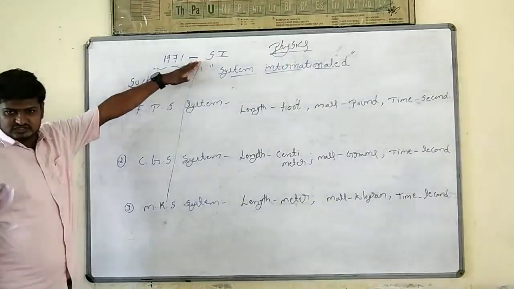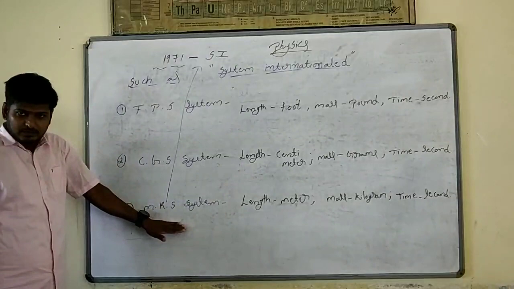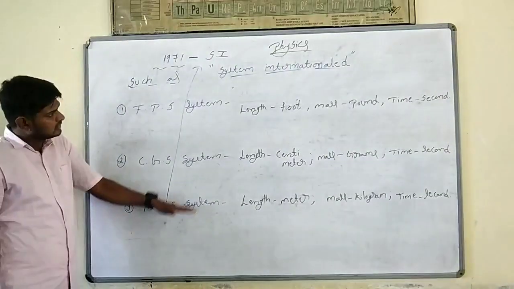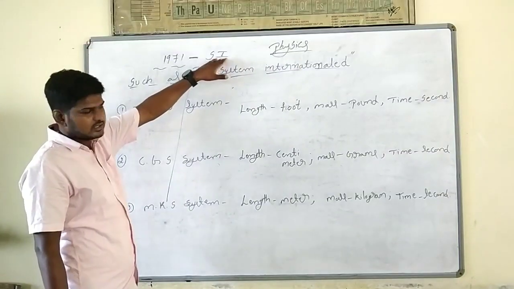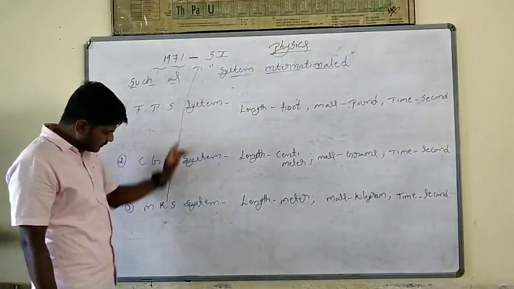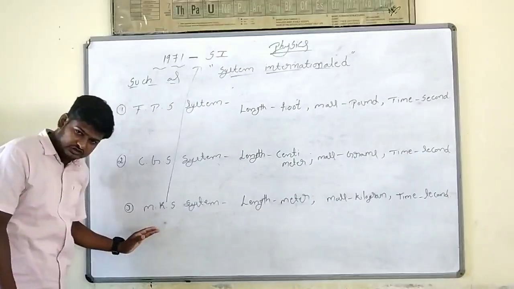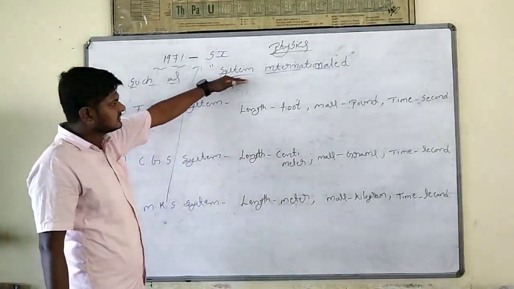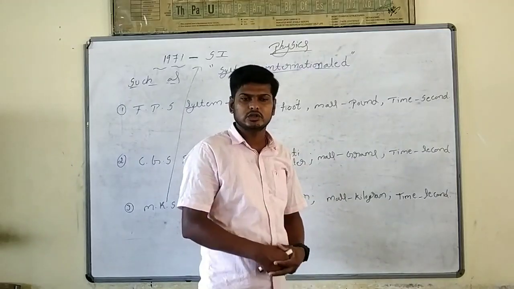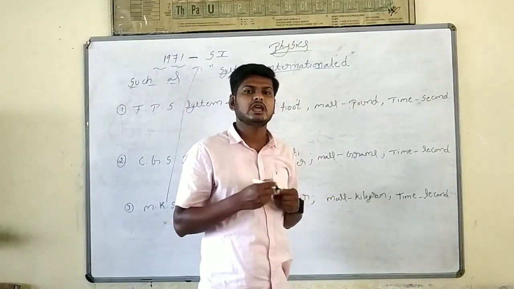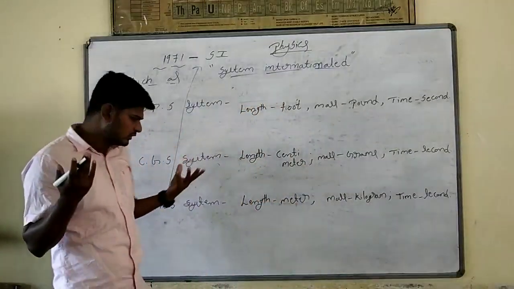Internationally they made a conference and accepted one system of units to be used all over the world. That one we are going to call as what? SI system. SI system will be almost MKS system only. They made small corrections to the SI system and accepted it as System International. Means all over the world now they are measuring in the same system of units.